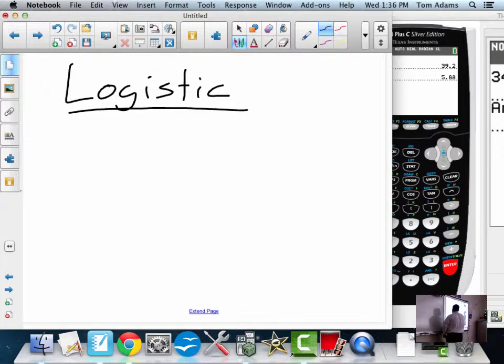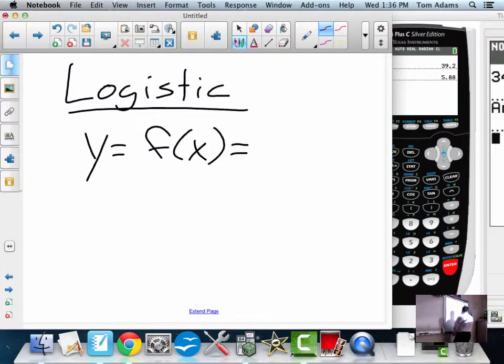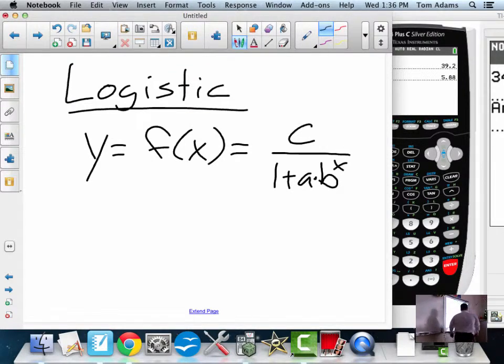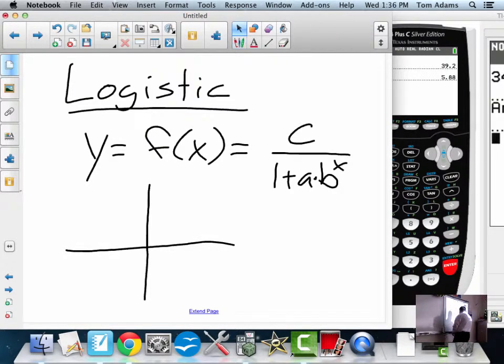And so a logistic function is very similar. So we say y, or sometimes if we use function notation, y is equal to c all over 1 plus a times b raised to the x. That's the standard form. And here's what it looks like.